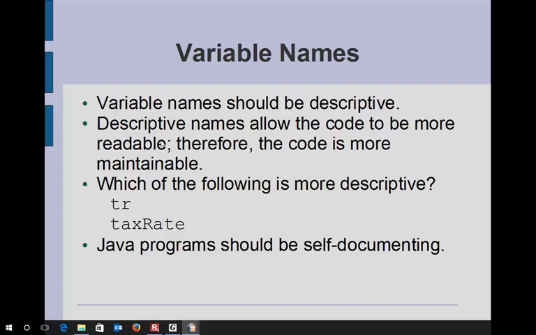Now variable names should be descriptive. When I look at the name of a variable, I can guess what kind of data it's going to store. That makes it easier for someone else to read. So if I name a variable tr, it doesn't really tell me what tr is. But if I name a variable textRate, then it tells me that probably I'm going to use this variable to store the text rate. So we want our program to be self-documenting. We want someone to look at the names of the variables and the name of the class and figure out what that particular class is going to do or what that variable is going to store.